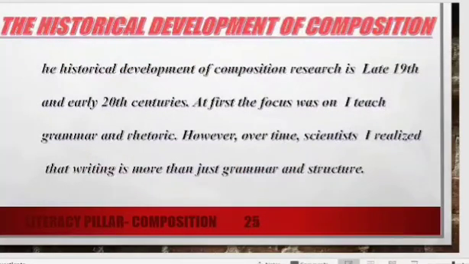The historical development of composition continues. The historical development of composition research is late 19th and 20th centuries. At first, the focus was on grammar and theory. However, over time, scientists realized that writing is more than just grammar and structure. This is from Paul.